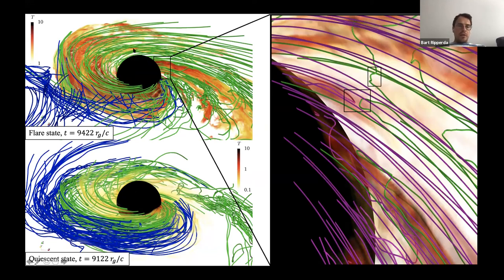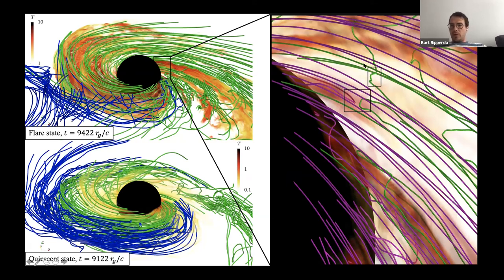In the flaring state here in the top, you actually see that the blue field lines from the disk are sort of disconnected and they're nicely ordered, except for some field lines that are still accreting here over a very small azimuthal angle. And over the rest of the azimuthal angle, you see the green field lines that are in the current sheet, and the current sheet is relativistically hot. All the temperature here is above one. And the current sheet sort of spirals out.